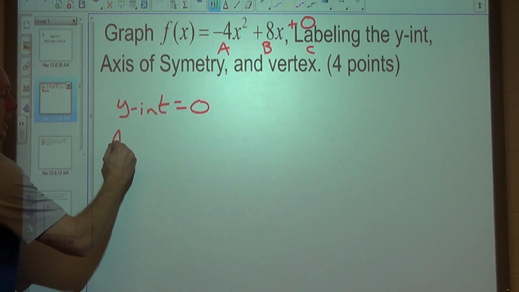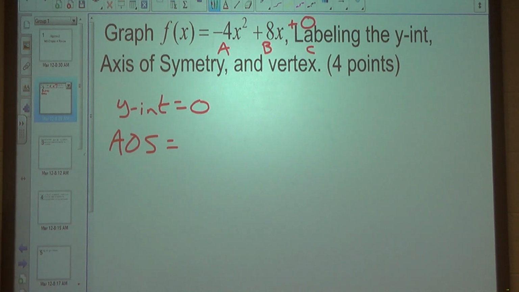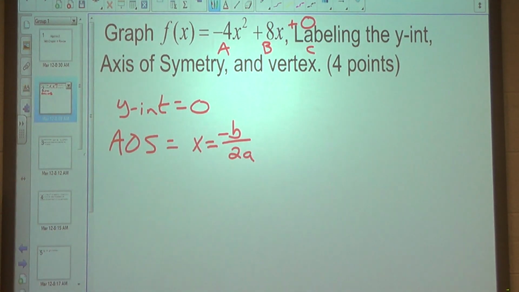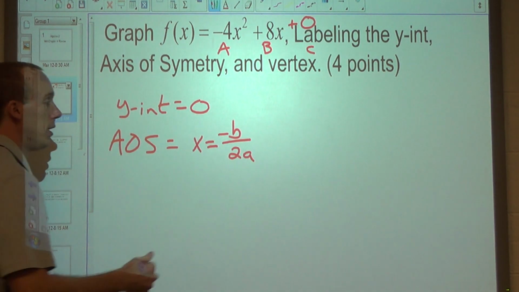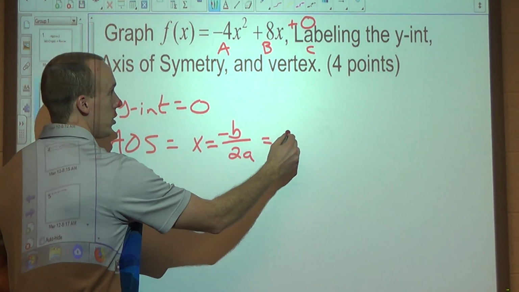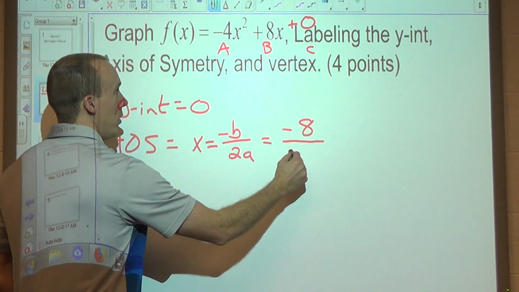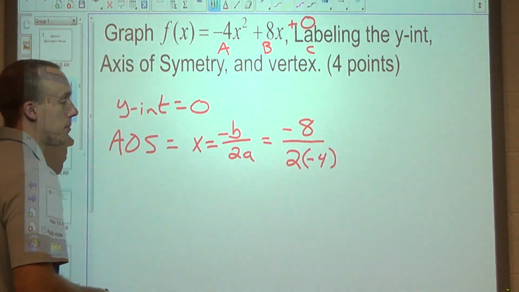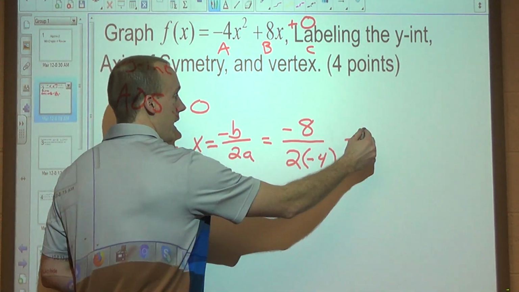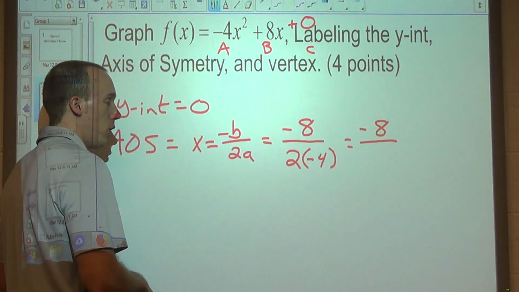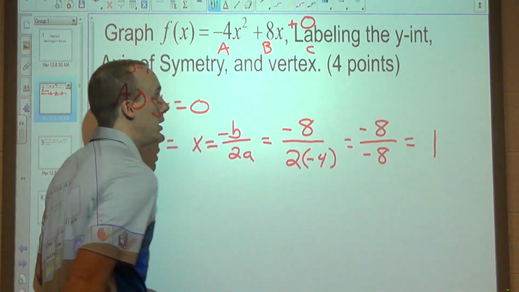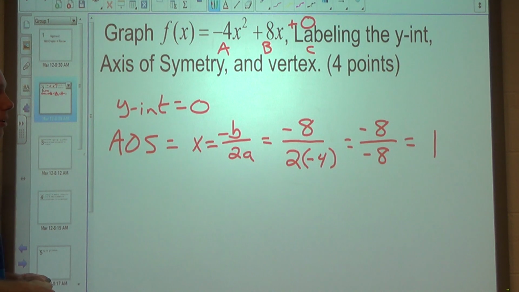Okay, the next thing I'm looking for is the axis of symmetry. What was the formula for the axis of symmetry? X equals negative b over 2a. So what is my b up here then? An 8x, but the x isn't a part of it, so just 8, so it'd be negative 8 over 2 times a. What is a? Negative 4. So if I simplify that, I get negative 8 over negative 8, which turns into positive 1. That's my axis of symmetry.